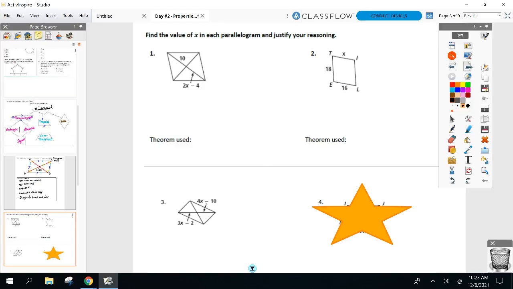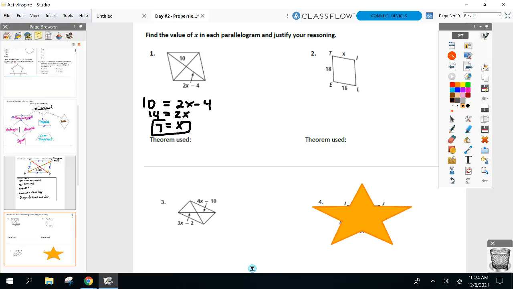Ready for number one? Some of these are going to be very easy. I'm not doing it to make you feel better. I'm doing it because I'm really concerned about the theorem used part. How are we going to explain what we did? 10 and 2x minus 4, what do you know about them based on the properties? They are equal. 10 equals 2x minus 4. I don't want to know what property you use, but you used a property to say they're equal. We're not guessing. 2x equals 14, x equals 7.